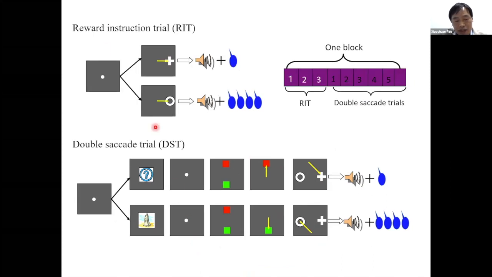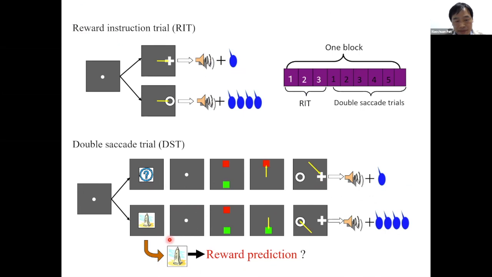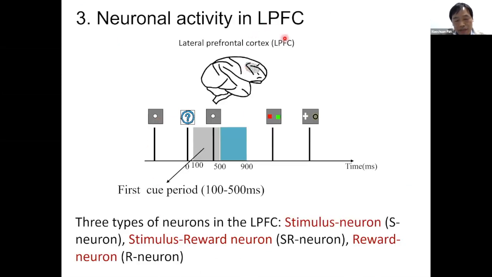In another block, the stimulus reward contingency is reversed. So we ask whether the monkey can predict the reward based on this A2 stimulus. So we recorded the neural activity from prefrontal cortex when monkeys perform this task. We examined the neural activity just in the first cue period and found 3 types of neuron in the prefrontal cortex. We call them the stimulus neuron, S neuron, stimulus reward neuron, SR neuron, and reward neuron, R neuron.